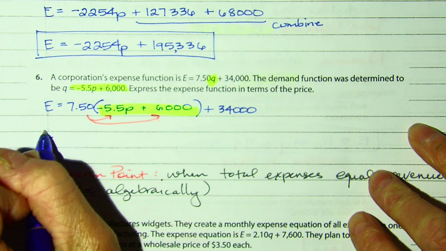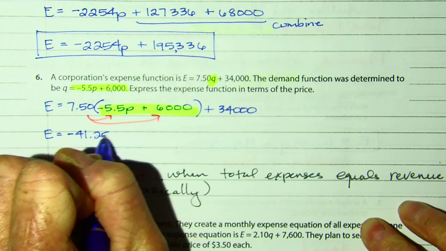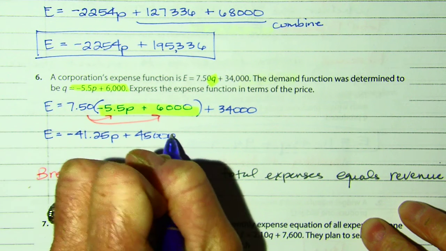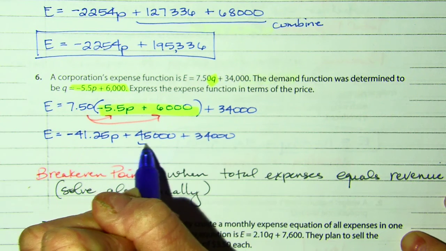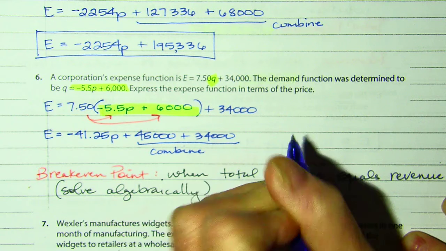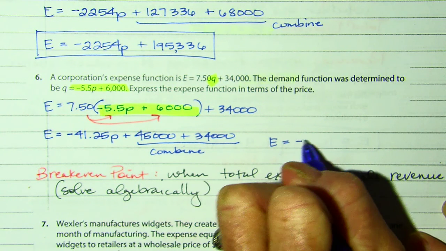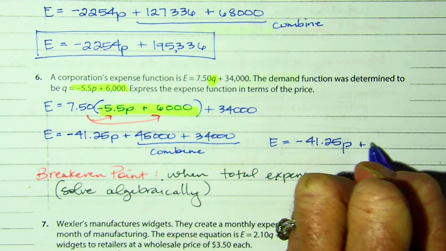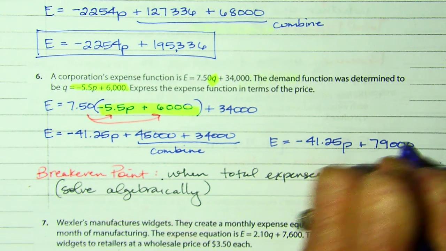And then we are going to have to distribute this, so we're going to multiply. So I get E equals negative 41.25P plus 45,000. And then I'm going to just bring down that outside 34,000. Then I'm going to combine these. And so my expense function in terms of the price is negative $41.25 times P. Plus, if I add these together, I got 79,000.